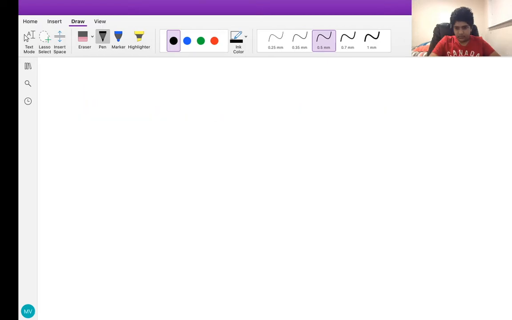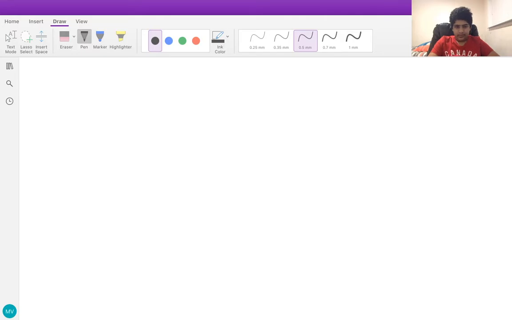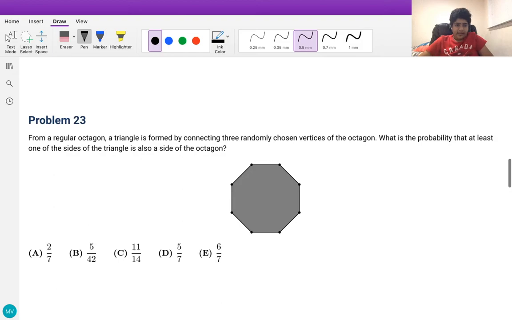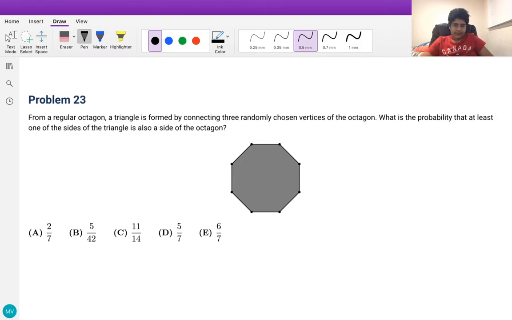And now, okay, problem 23. From a regular octagon, so you know it's regular, a triangle is formed by connecting 3 randomly chosen vertices of the octagon. What is the probability that at least one of the sides of the triangle is also a side of the octagon?